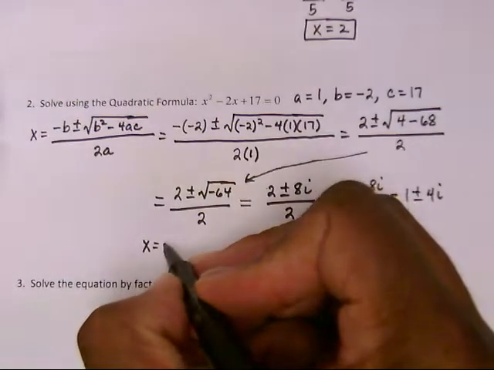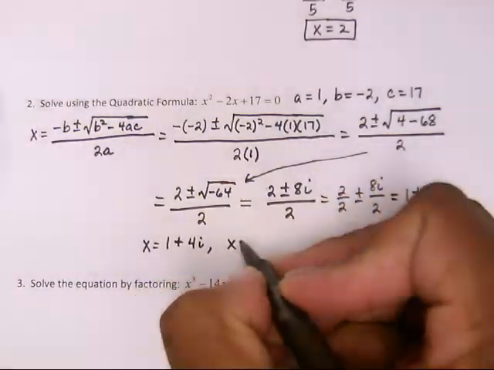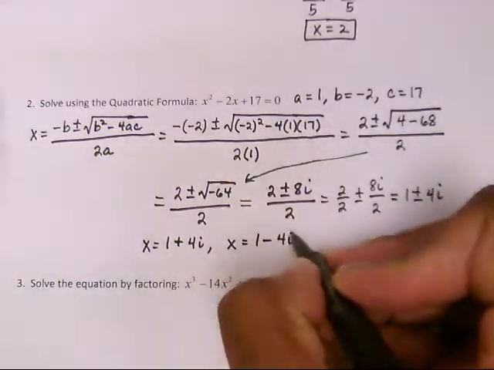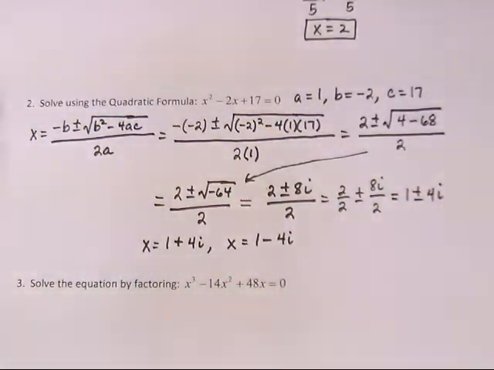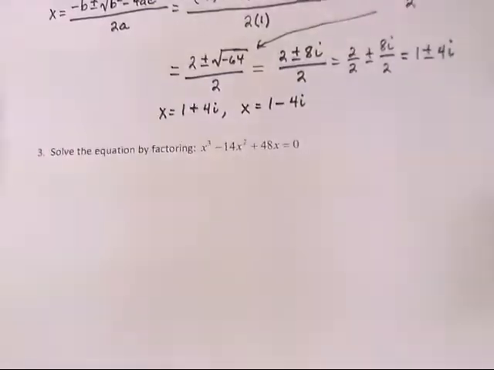So I have 1 plus or minus 4i, which is actually 2 solutions here. That is, x is equal to 1 plus 4i, and the other one will be x is equal to 1 minus 4i. So those are my 2 solutions for that particular quadratic equation using the quadratic formula. Okay. Now problem number 3 is solving the equation by factoring.